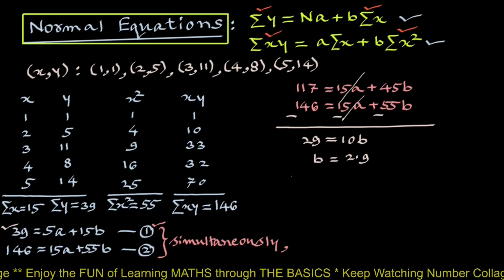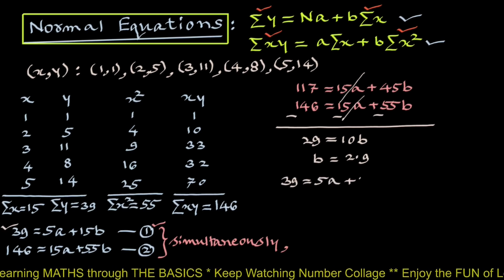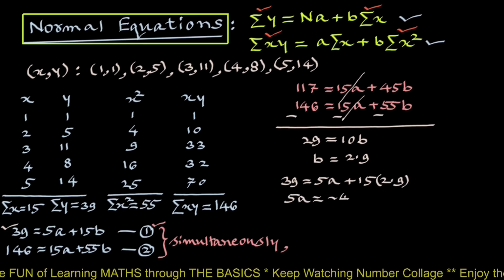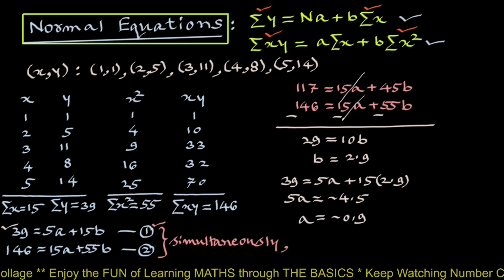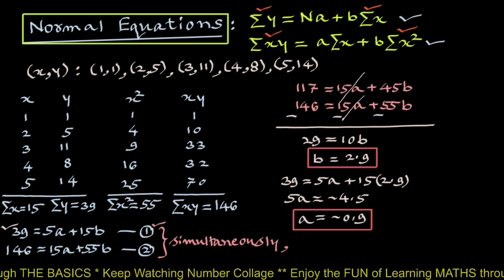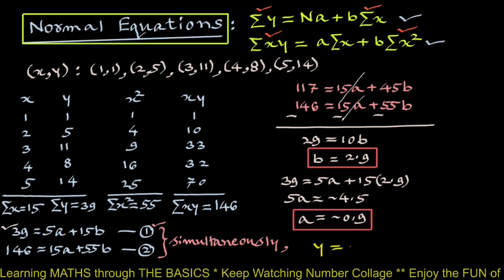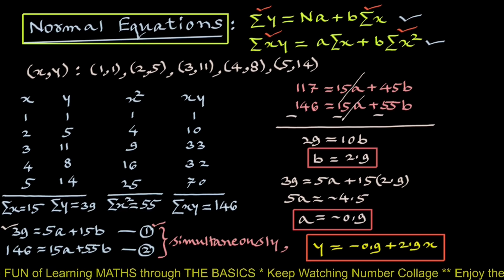From equation 1, 39 equals 5a plus 15 into 2.9. 5a equals minus 4.5, a equals minus 0.9. From the values of a and b, we get equation of the line y equals minus 0.9 plus 2.9x, which is the line of best fit.